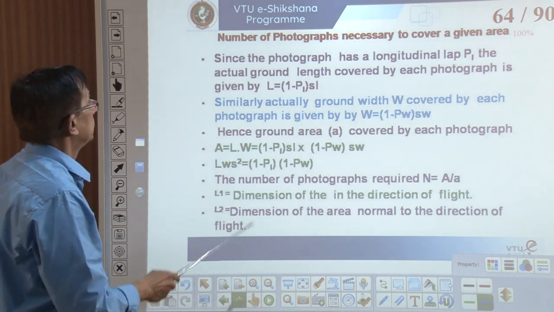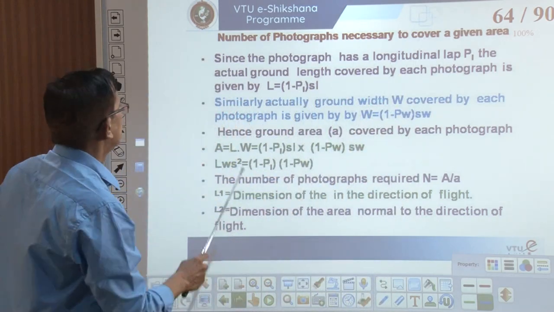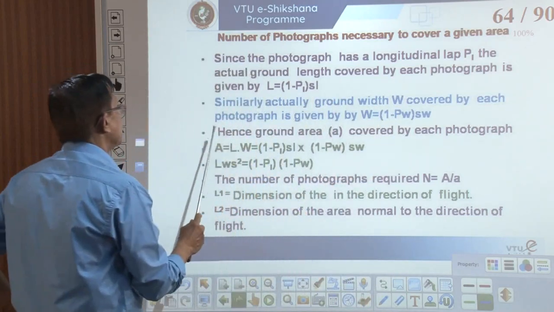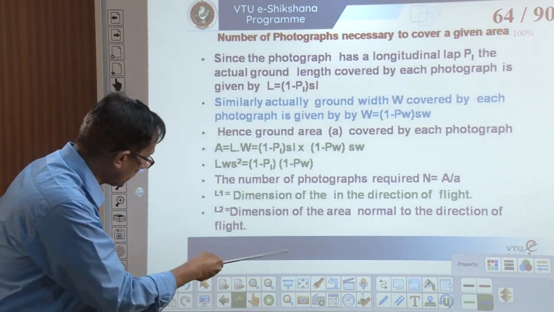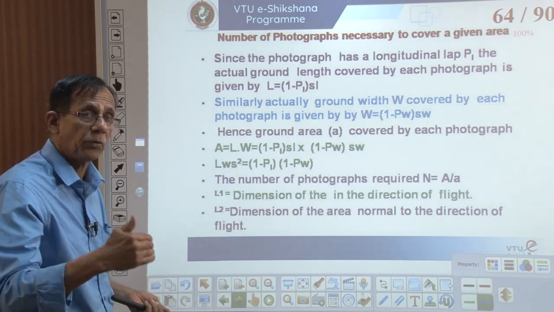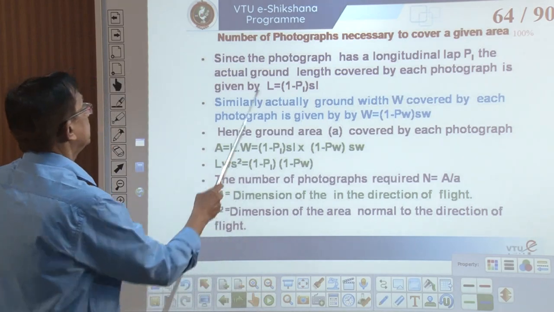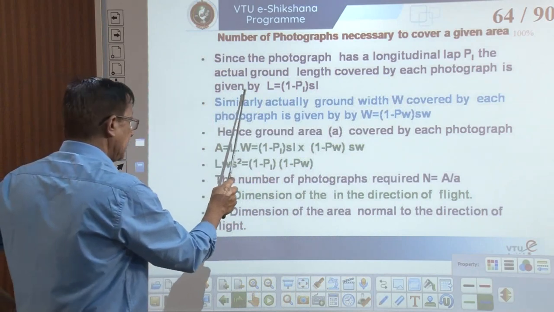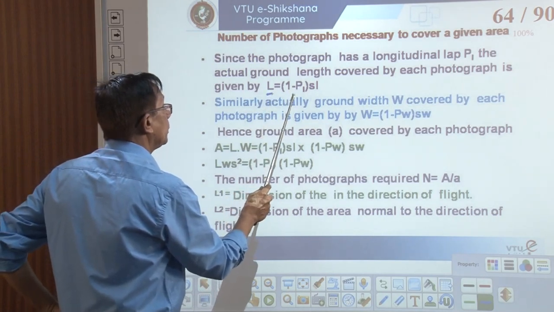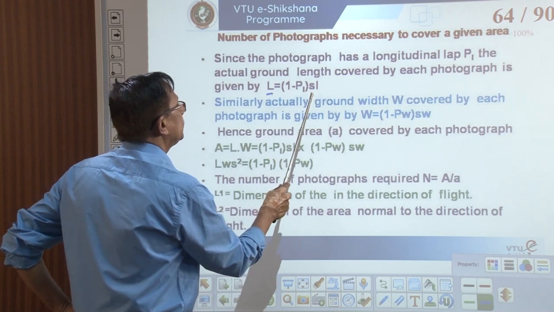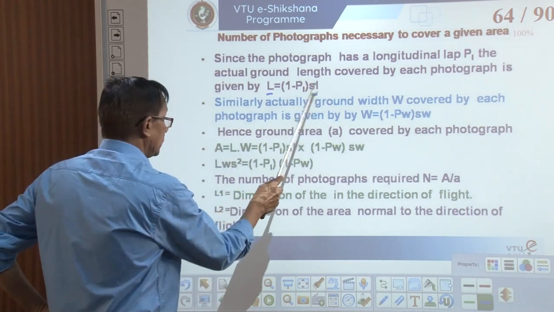Now, since the photograph has a longitudinal lap, say PL, the actual ground length covered by each photograph is (1 minus PL), expressed as a percentage. We are trying to derive the formula to decide the number of photographs we require to cover a given area. That is part of flight planning. So the ground length covered is L equal to (1 minus PL) into S into l, where small l is the length of the photograph.